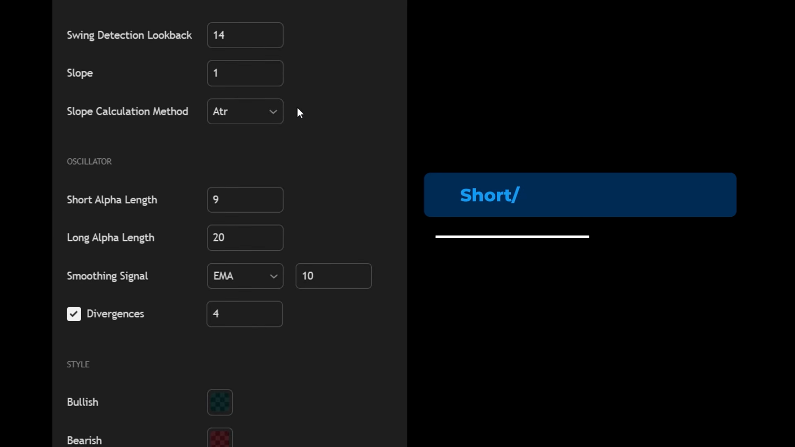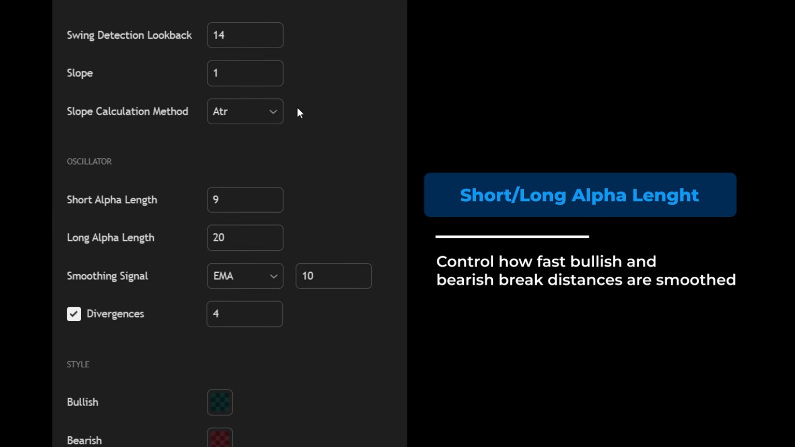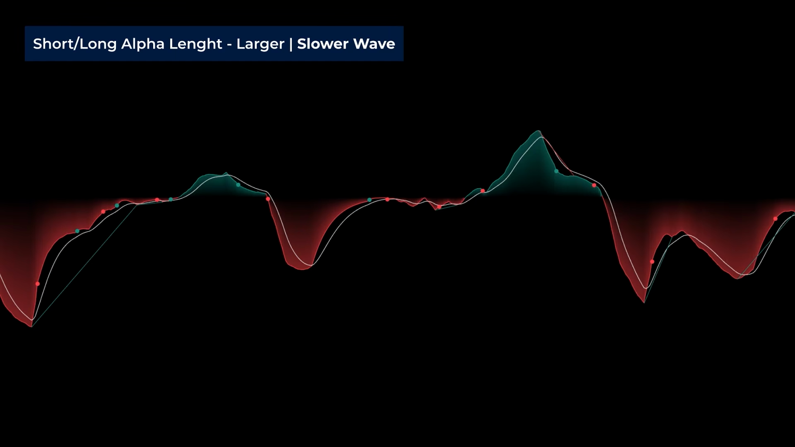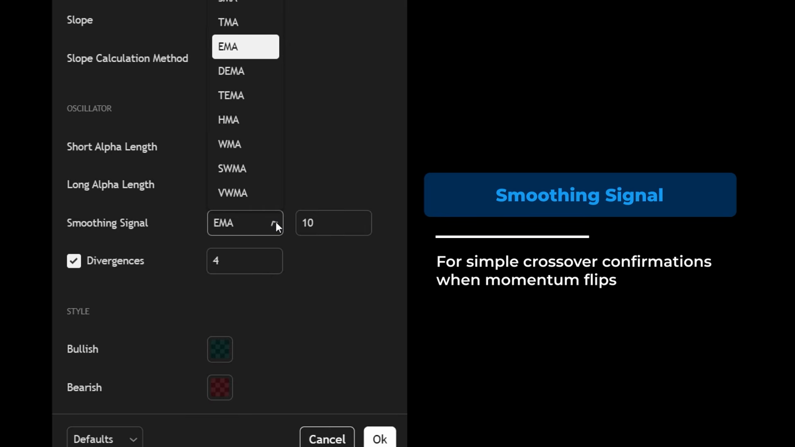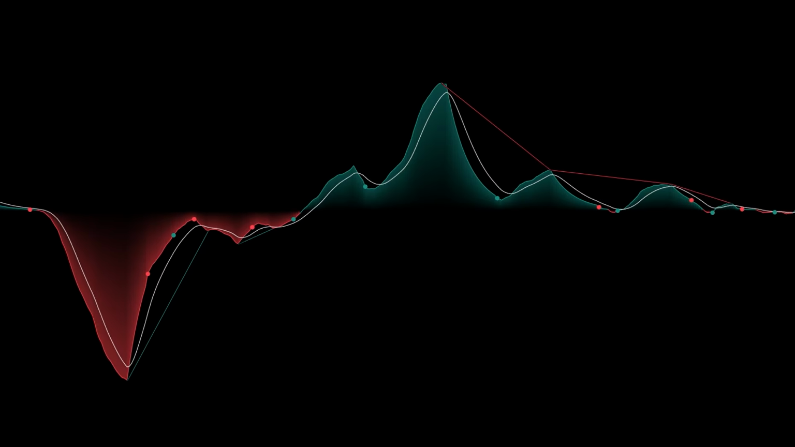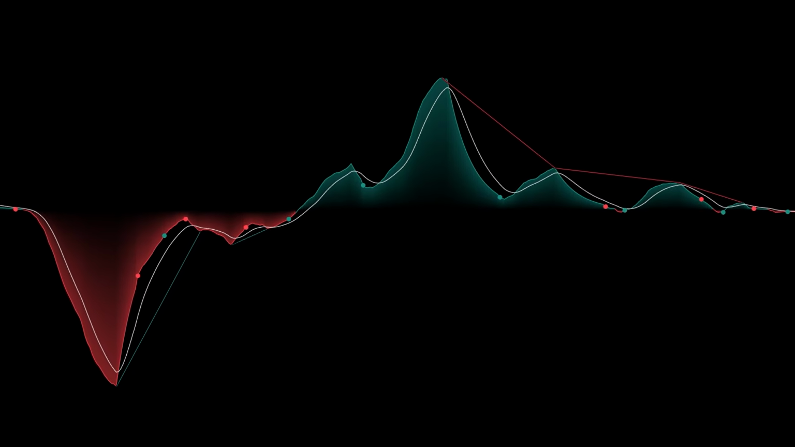Under oscillator, short alpha length and long alpha length control how fast bullish and bearish break distances are smoothed. Smaller alphas make the wave more responsive. Larger alphas slow it down and are better for higher time frame bias. The smoothing signal setting lets you choose the method and length of the signal line that cuts through the oscillator for simple crossover confirmations when momentum flips. Finally, the divergences toggle activates a built-in divergence detector that compares price swings to the oscillator's peaks and troughs, so you can catch potential reversals without manually drawing anything.